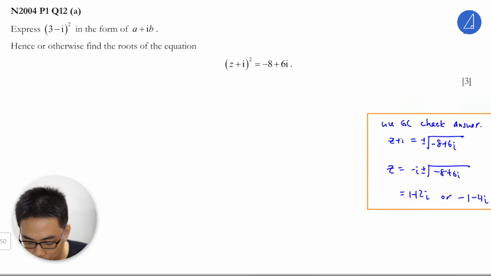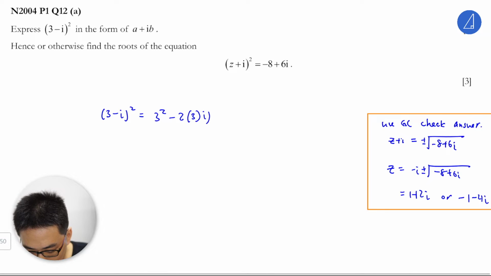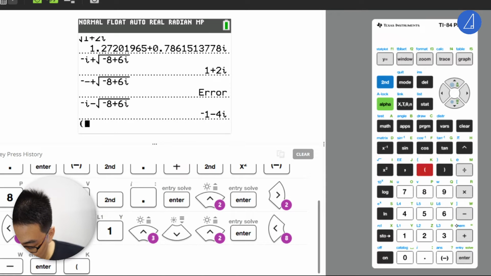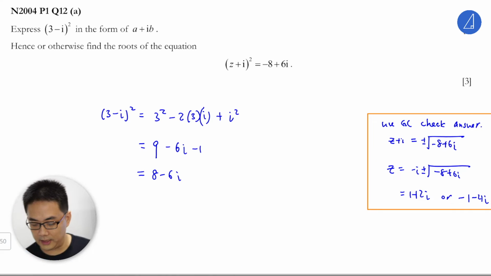I think the first one is pretty straightforward. You can also use your calculator to check. 3 squared minus 2, so this will be 9. Okay, this one should be correct. So it's 3 minus i squared, which is 8 minus 6i.